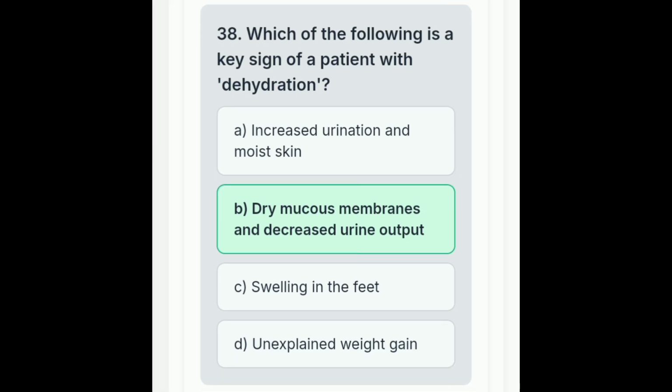38. Which of the following is a key sign of a patient with dehydration? Option A, increased urination and moist skin. Option B, dry mucous membrane and decreased urine output. Option C, swelling in the feet. Option D, unexplained weight gain. So, dehydration, which means dryness and decreased. So the B is the correct.